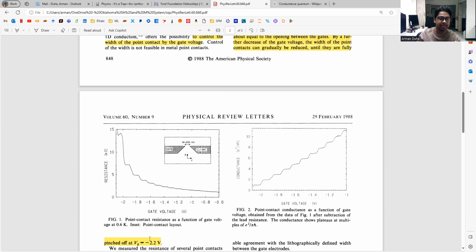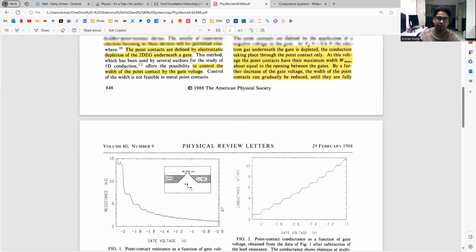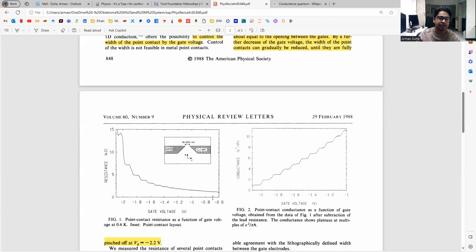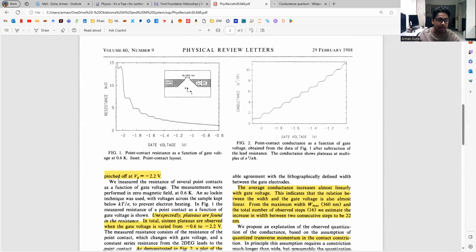But the more wide you make your point contact, which corresponds to this minus 0.6 voltage value right here, at this value you have this highest width, this maximum width. And for that, of course, we will have the lowest amount of resistance because it's much more wide now. So that's how the width of the contact point is being controlled by the gate voltage.